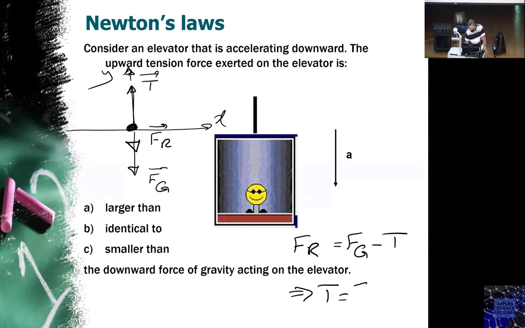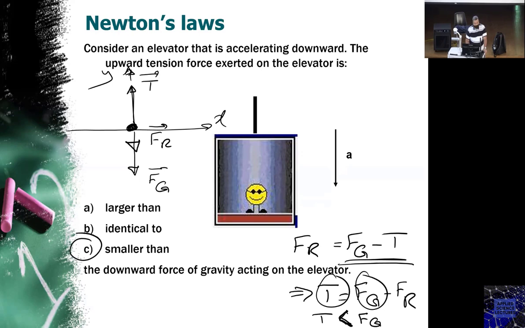So in this case, T is FG minus FR, which means T is smaller than FG, right? Because the net force is going in the same direction as FG, this means that force is greater, larger than the first one. Is that right? You're looking at the difference, and this difference is going in the direction of one of those vectors, which means the one that the net is going in its direction is greater than the other one. So you write it as FG minus T, and in this case, the tension force would be smaller than the gravitational force.